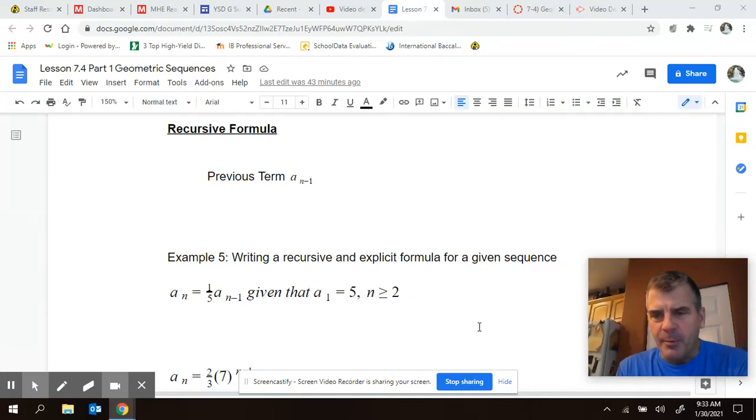Let's look at recursive formulas with these geometric sequences. We just keep plowing ahead here. We're close, guys, to the finish line. Well, part one. Anyway, let's look at recursive formulas.